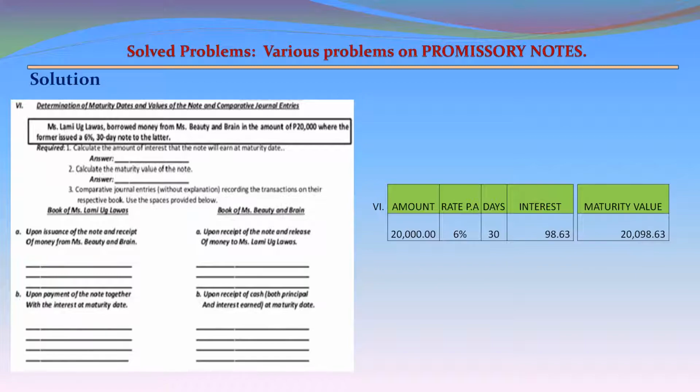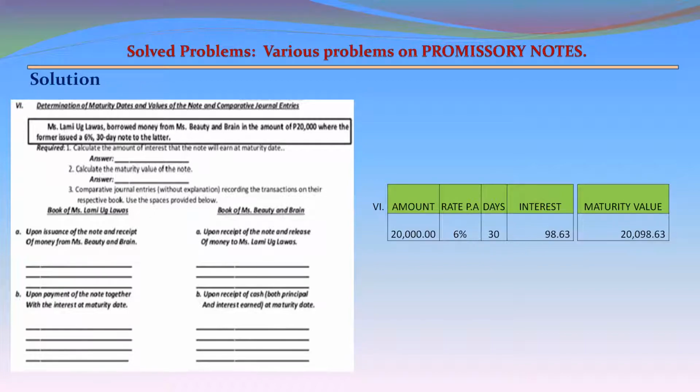Determination of maturity dates and values of the note and comparative journal entries. Miss Lami Uglavas borrowed money from Miss Beauty and Brain in the amount of P20,000, where the former issued a 6% 30-day note to the latter. Required 1. Calculate the amount of interest that the note will earn on maturity date.